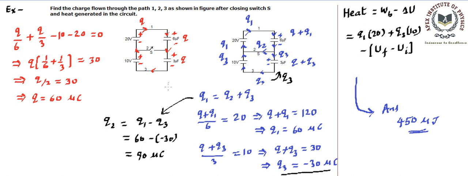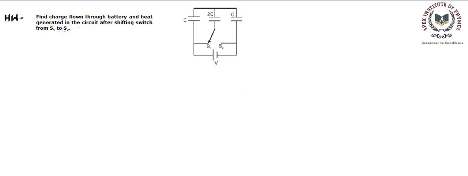Fine. So this is another important example that you are supposed to understand. And finally, this is homework for you. Exactly a similar question, based on the same concept. Here we have C, 2C and C capacitors connected. There are two switches, S1 and S2, and then it has to be shifted from 1 to 2. And then we need to find this. It says find charge flown through the battery and heat generated in the circuit after shifting switch from S1 to S2.